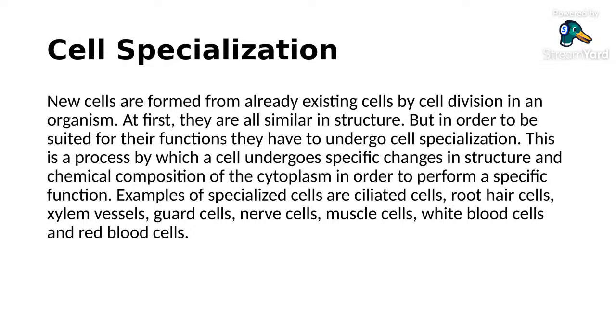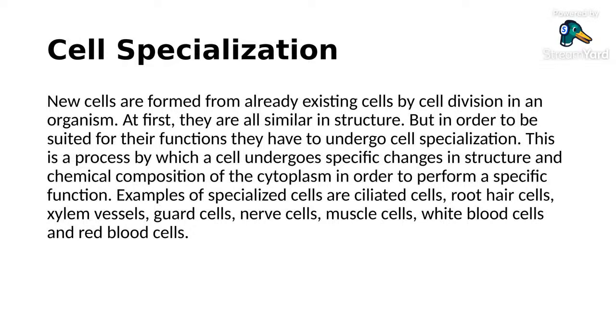So once cells become specialized, we now see new things being produced, like muscle cells, skin cells, hair cells, liver cells, heart cells. Different cells are going to be produced as a result of cell specialization. We now see red blood cells, white blood cells, platelets. These are now as a result of cell specialization. Okay. So examples of specialized cells are ciliated cells, root hair cells, which are found in plants, xylem vessels, gut cells, nerve cells, muscle cells, white blood cells, and red blood cells. These are now the cells that are going to be formed as a result of cell specialization.